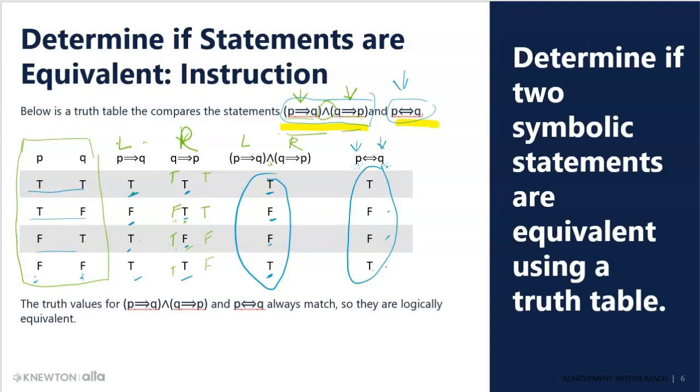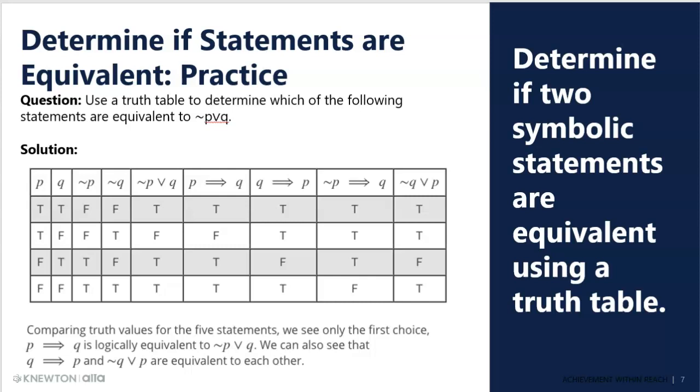And you look row by row. The first row's the same, the second row's the same, third row's the same, fourth row's the same. So these are logically equivalent. On to the next one. Now, I'm moving a little fast, but you can always stop the video, rewind, play it again.